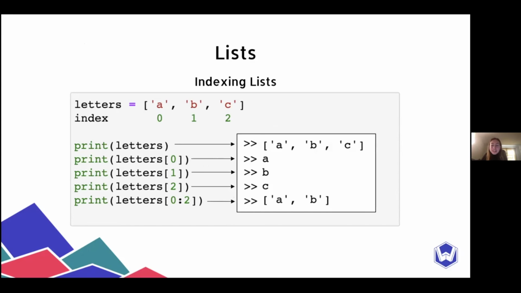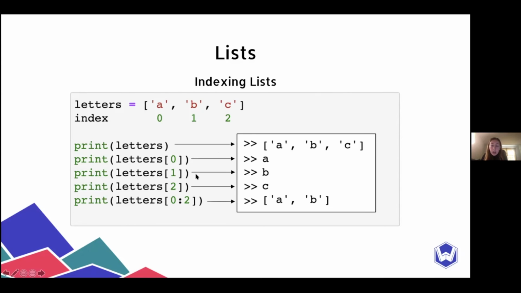So just like strings, they're indexed at 0, meaning the first element of that list is at the position 0. Indexing a list is just like indexing a string, where we take the list, do an open bracket, the number that we want to reference, and then a close bracket.